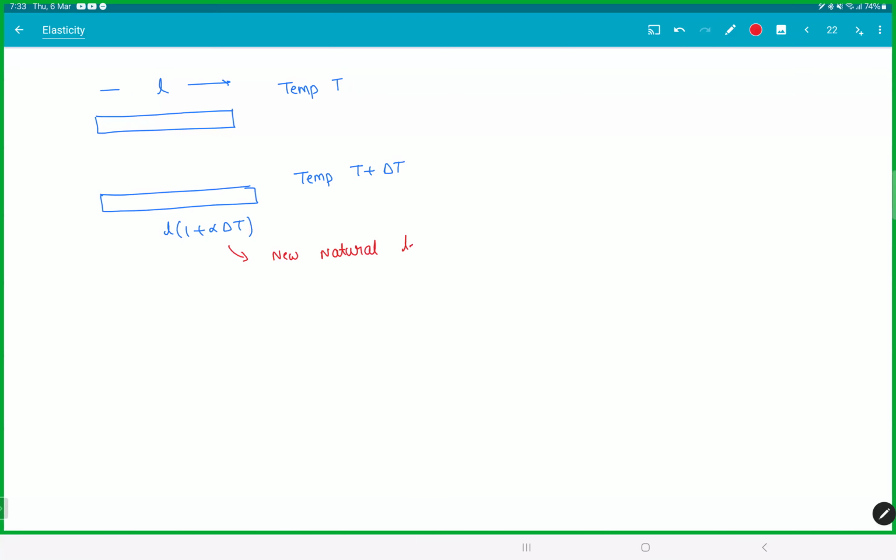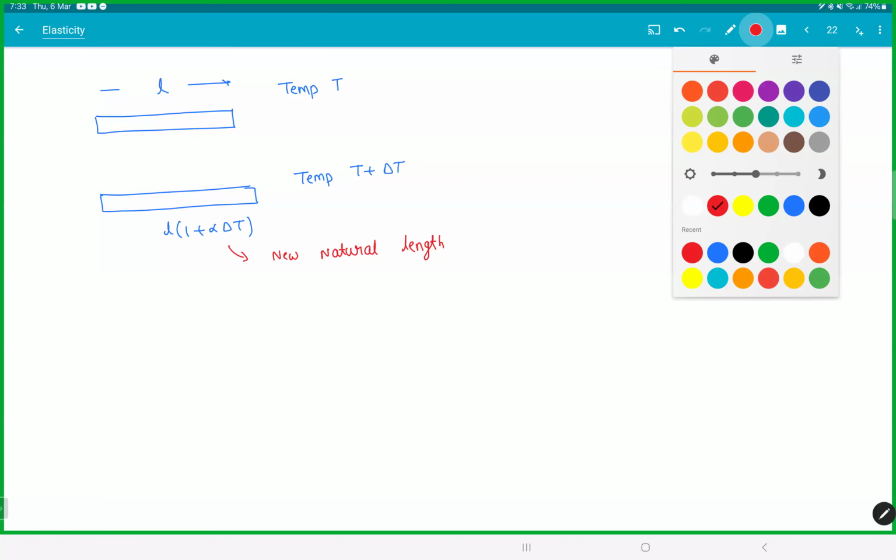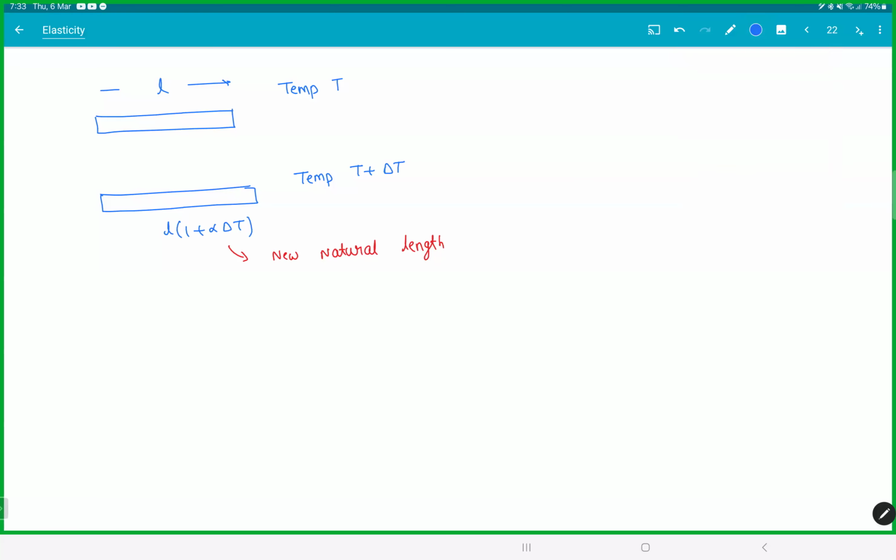Remember this? L into 1 plus alpha delta T is the new natural length. And what is the final length here? This is also the final length. Now, the problem here is delta L in thermal expansion and delta L in elasticity are not same. Delta L in elasticity is what? The change in length, that is L final minus natural length. It is not your initial length.